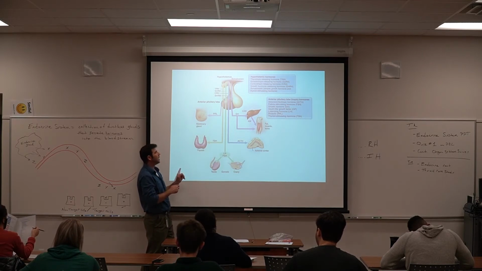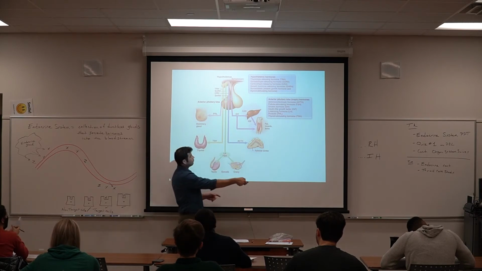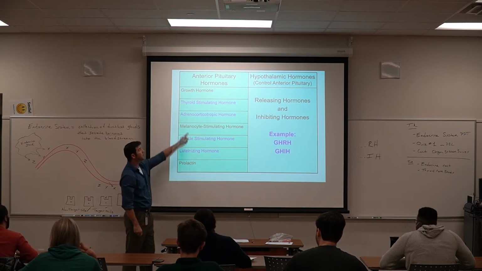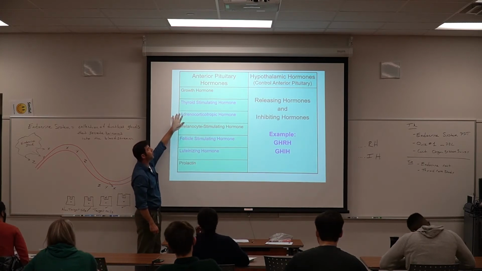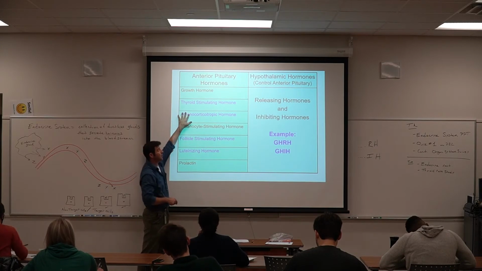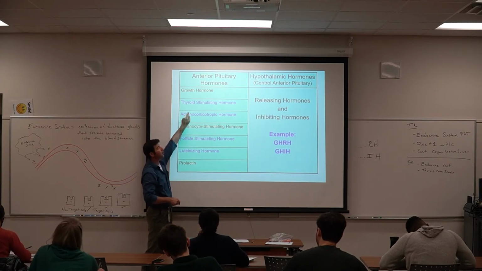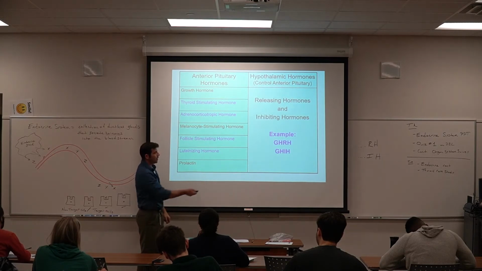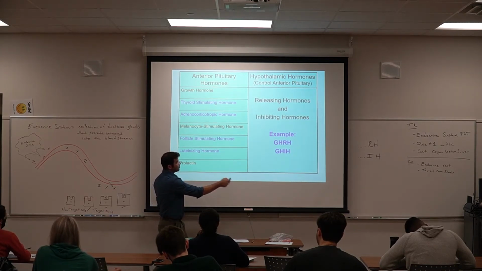Just to go back to this slide, thyroid stimulating hormone was one of those tropic hormones. So we know this is coming from the anterior pituitary gland. It's going to another endocrine gland, in this case the thyroid gland, and it's going to get that thyroid gland to release T3 and T4.